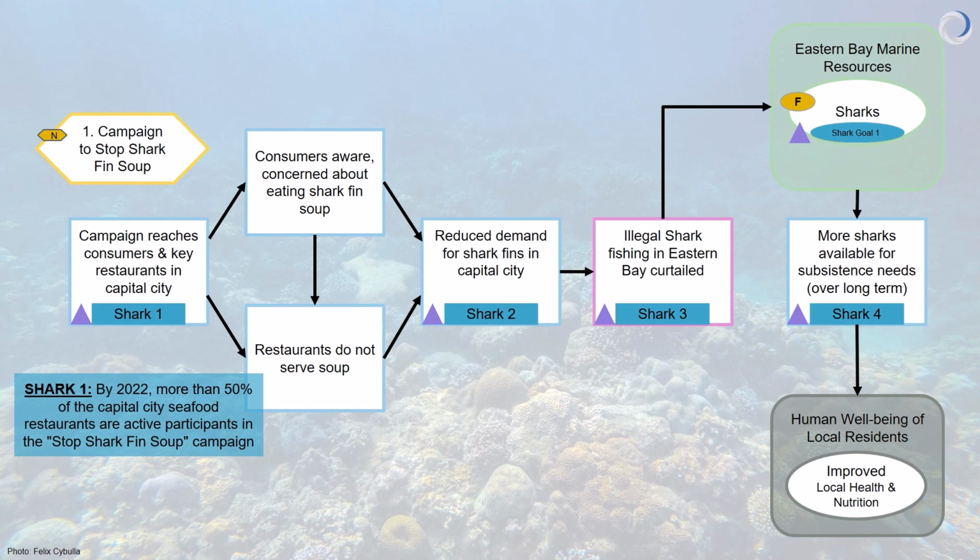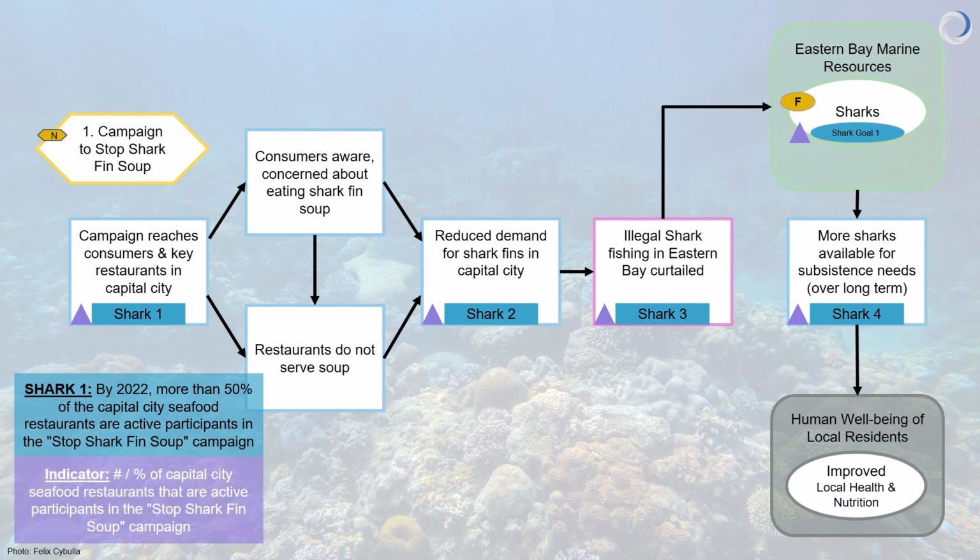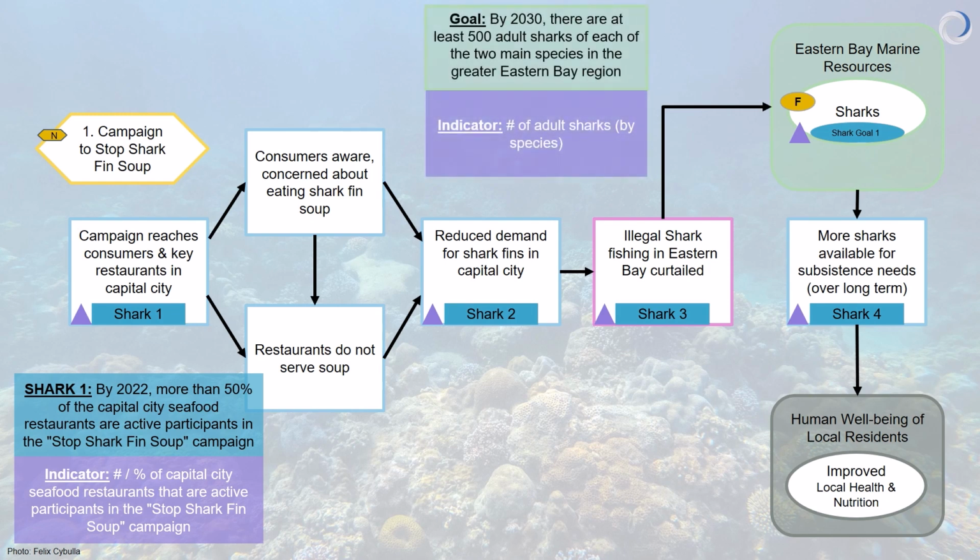Here for Shark 1, we see by 2022, more than 50% of the capital city restaurants are active participants in the Stop Shark Fin Soup campaign. You can see this is directly tied to this result right here, and the indicator for this objective falls right out of the well-worded text. Finally, here's a goal and indicator tied to the shark's target. The team's viability assessment in step 1 helped them formulate this goal.